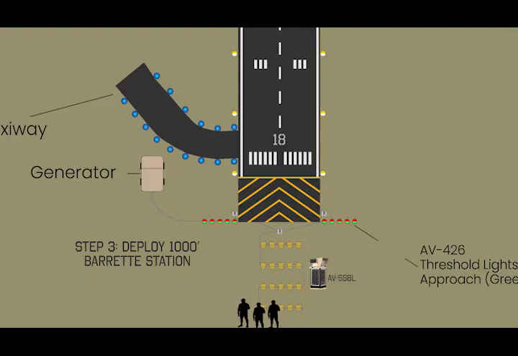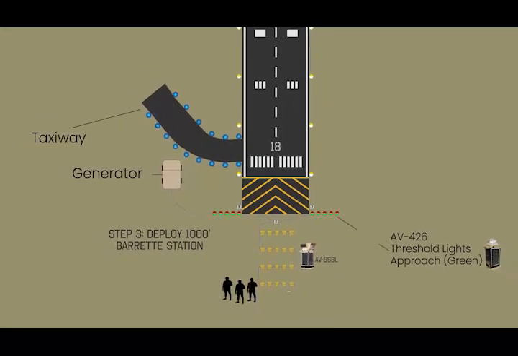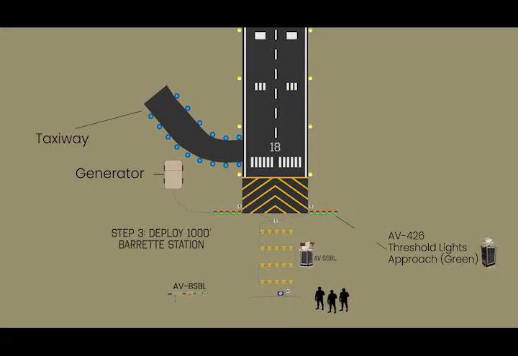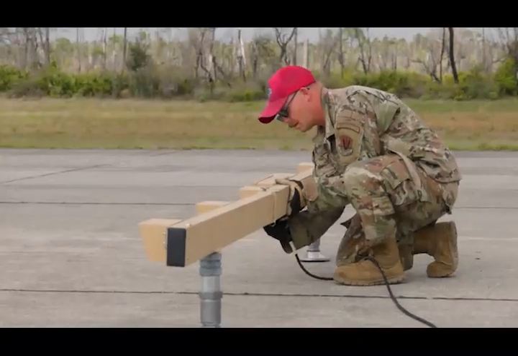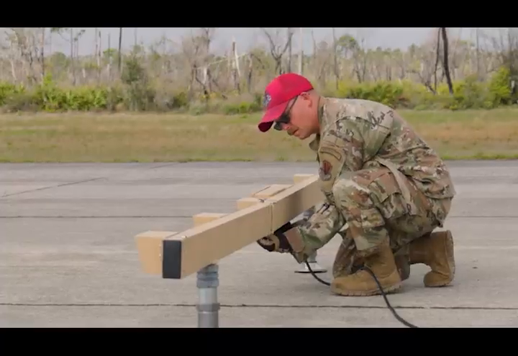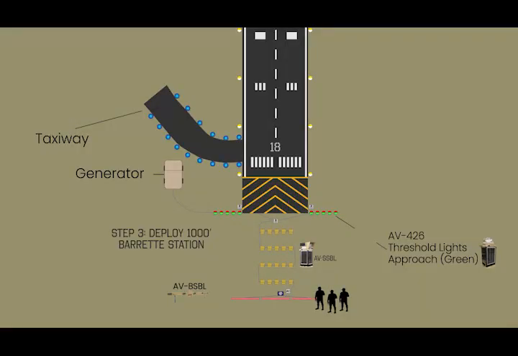Step 3. Deploy the 1,000-foot barrette station. At the 1,000-foot station, place your 3 barrettes and the large battery box. Unfold and lock each barrette, ensuring the light heads face toward the approach direction. Position 1 barrette on the extended runway centerline, with the other 2 barrettes 30 feet to each side.